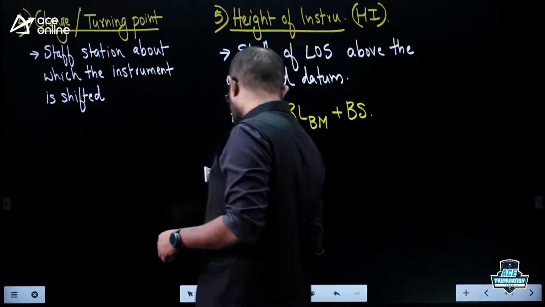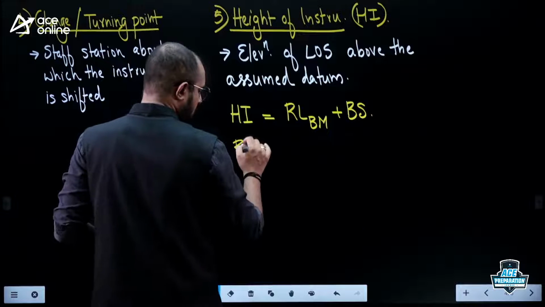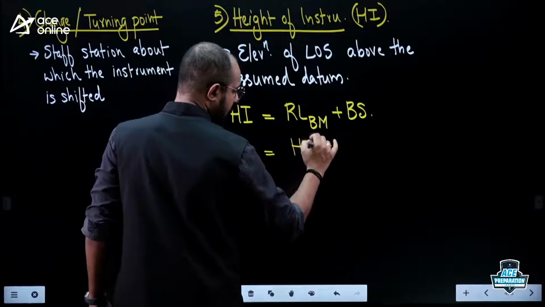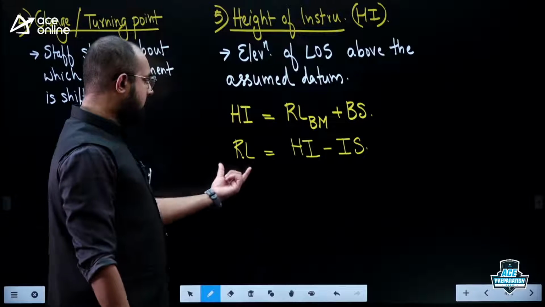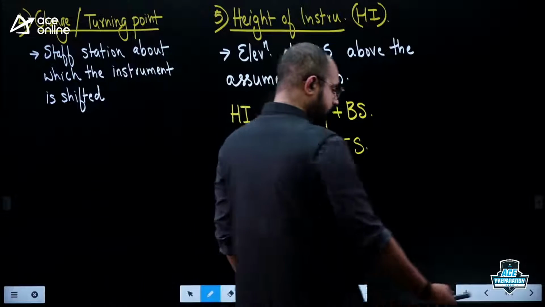So tell me, how do you find out the reduced level of a point? It is nothing but height of the instrument minus intermediate sight. Height of the instrument minus intermediate sight gives me the reduced level of a point.